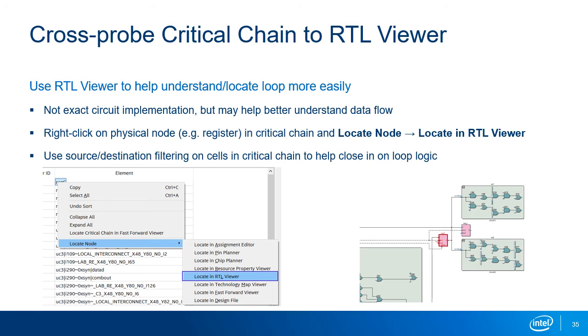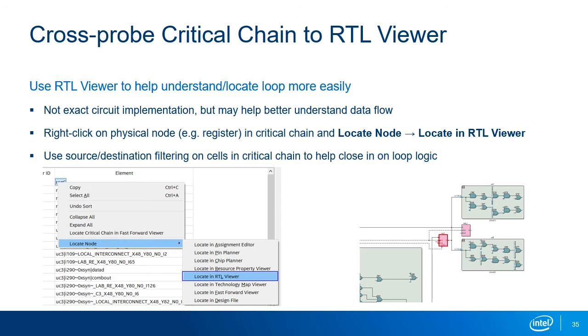So the last method for locating the loop is to cross-probe from the Hyper-Retiming report to the RTL viewer. The RTL viewer's display will be much closer to the original RTL, so it may be easier to understand the circuit. The trick here is finding the processed node names from the critical chain back in the RTL. For that, we recommend starting on a register in the critical chain. Right-click and in the Locate Node submenu, select Locate in RTL Viewer. This will open the RTL Viewer with the register highlighted.